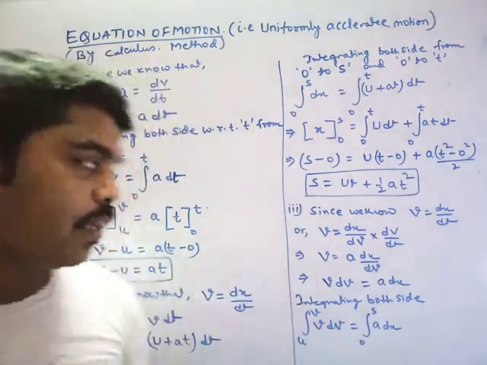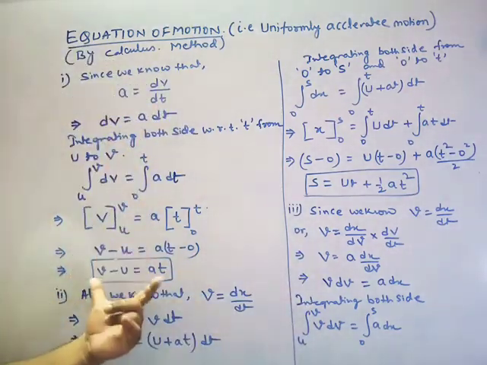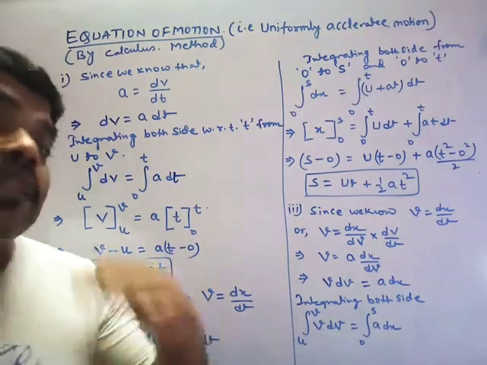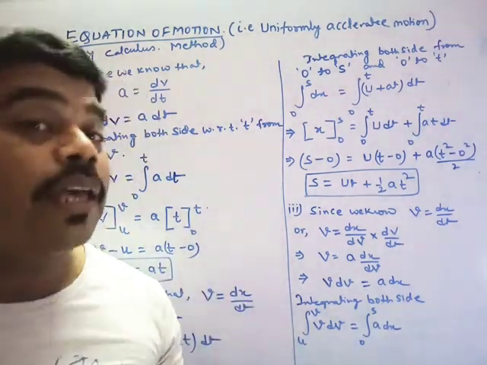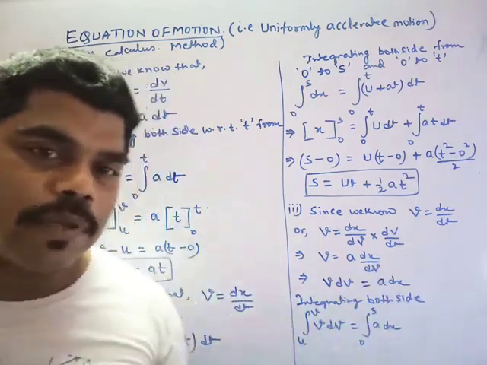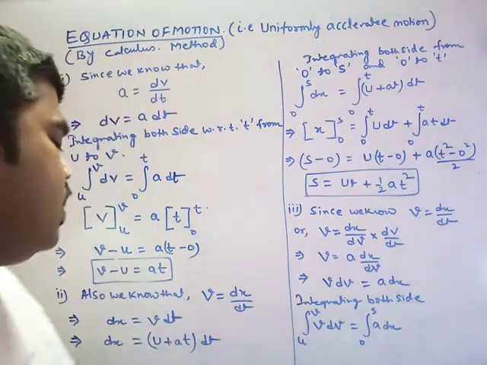This is what we have to keep in mind. So what is the first equation? v is equal to u plus at. We have always used it here, and in the previous graphical one also we have used it. Is it right? Sometimes we used t, sometimes v minus u. Is it clear? Yes.